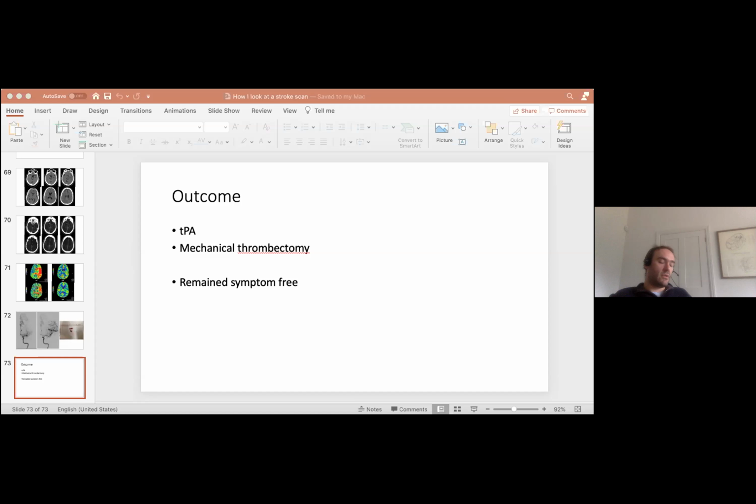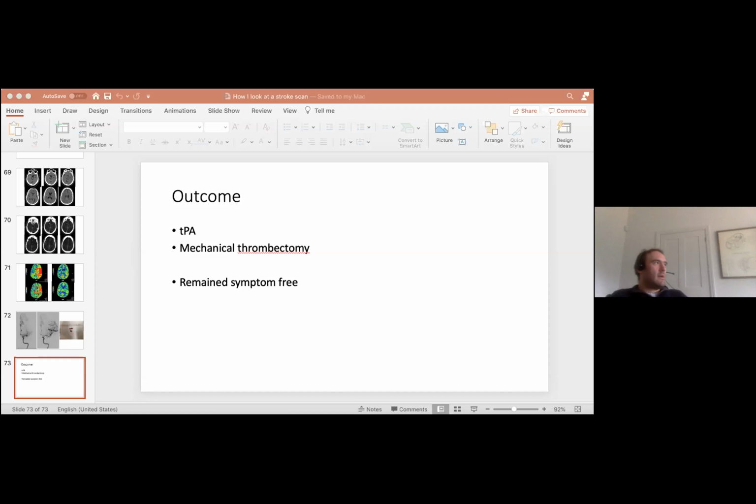There were 2 trials that came out a couple of years ago. One was called DAWN, and one was called DEFUSE, and those were late window thrombectomy trials, which showed a high proportion of people benefit from thrombectomy after the 6 hour time window. I think DAWN went up to like 24 hours. I can't remember exactly, but one of the stipulations was that you use CT perfusion to look for those penumbra core mismatches, and they've got parameters.